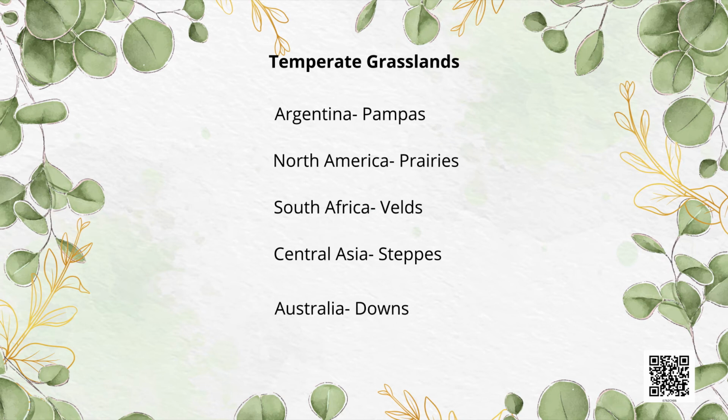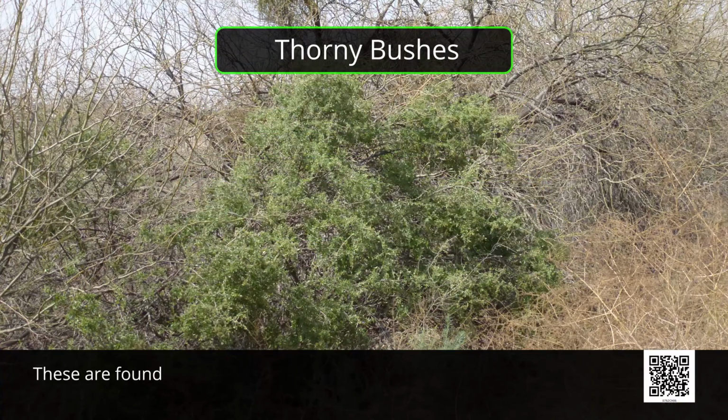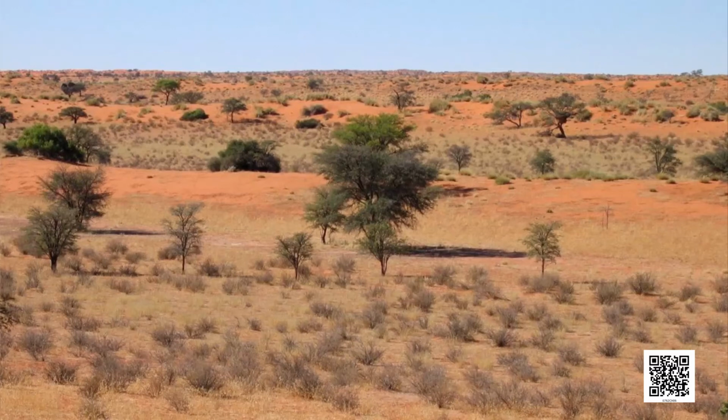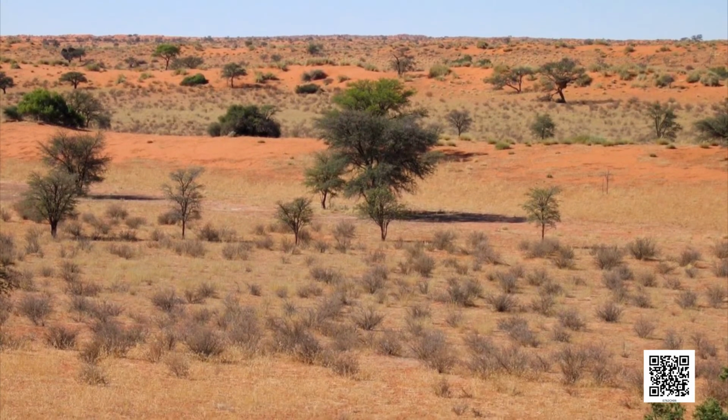Now, let's move further and talk about thorny bushes. These are found in the dry desert-like regions. Tropical deserts are located on the western margins of the continents. The vegetation cover is scarce here because of scanty rain and scorching heat.